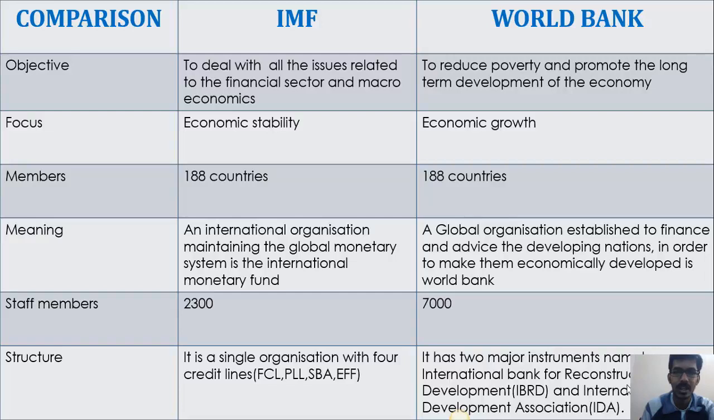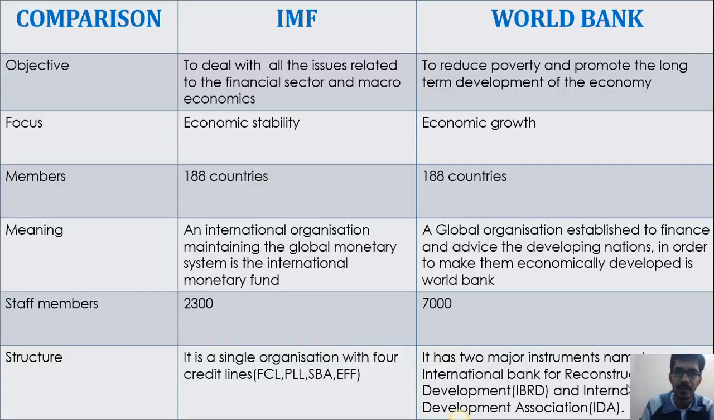In short, we can say that IMF is for economic stability, whereas World Bank is for economic growth. IMF will lend to a country facing a financial crisis such as balance of payment problems, whereas World Bank will help a country facing poverty, and also supports the long-term development growth of a particular country. There are 188 countries in IMF, and the same for the World Bank, also 188. The staff members in IMF number 2300, whereas World Bank has 1700.